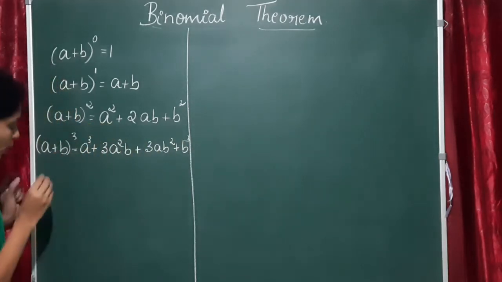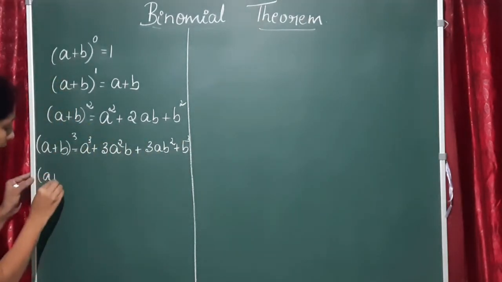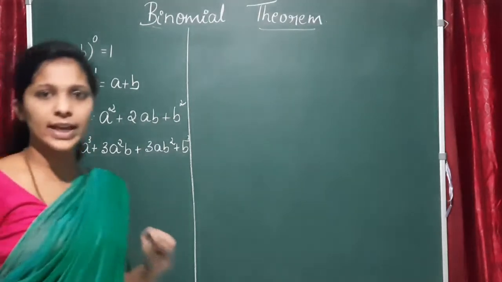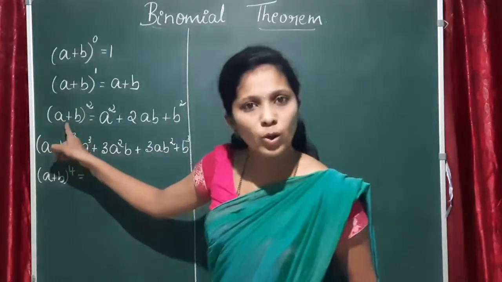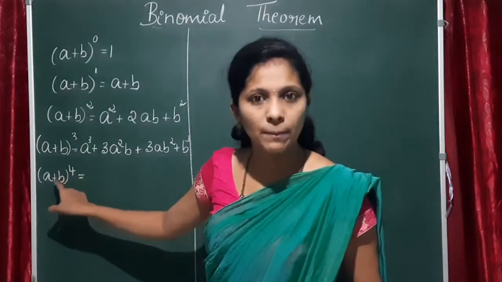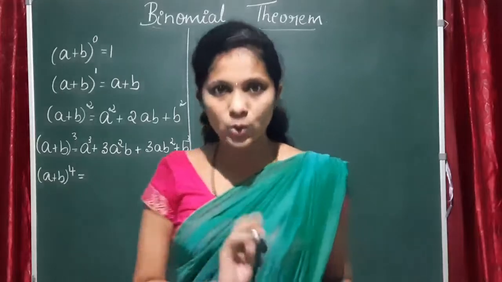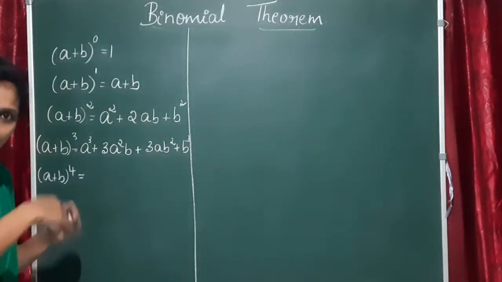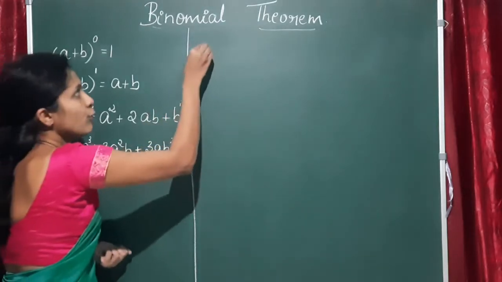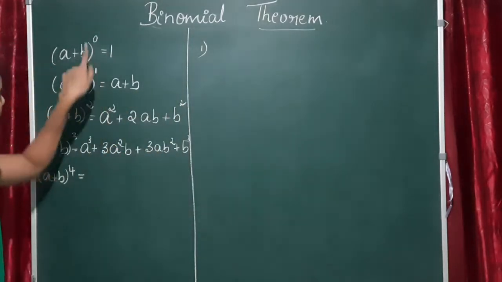Right? Now, if I want to find (a+b)^4, how to find this? We can multiply (a+b)^2 twice, right? So that will get (a+b)^4. But now I am not going to write the expansion of this. We'll see it later. Now, here the main thing you have to observe.